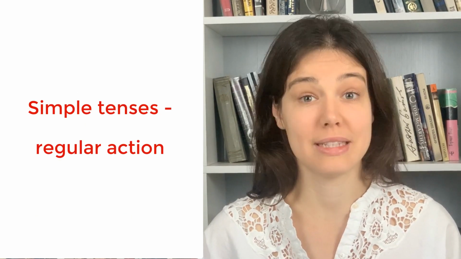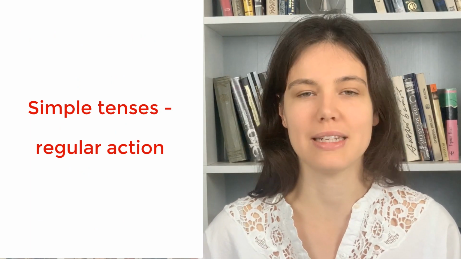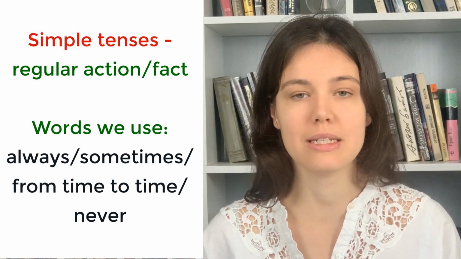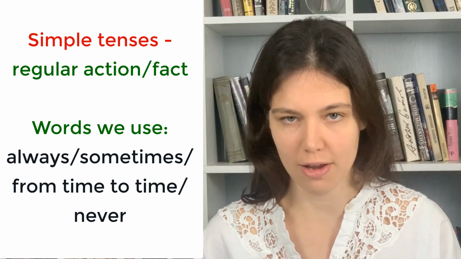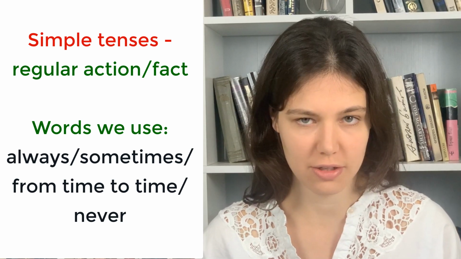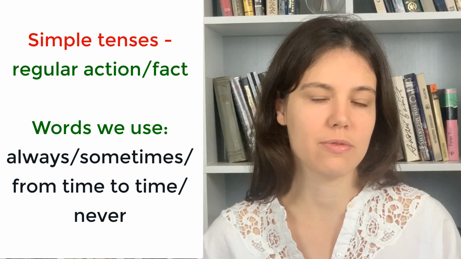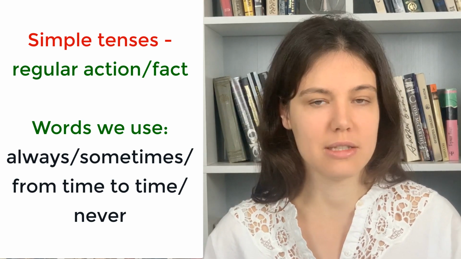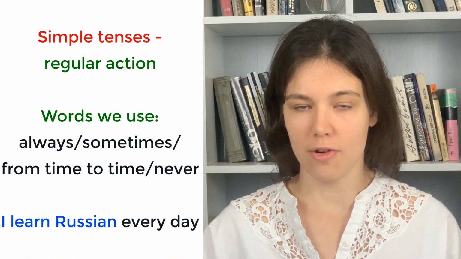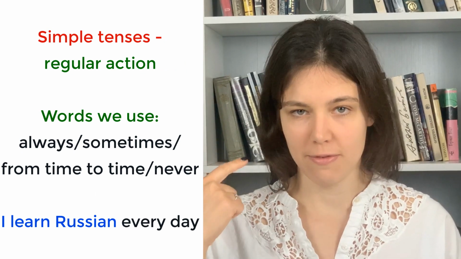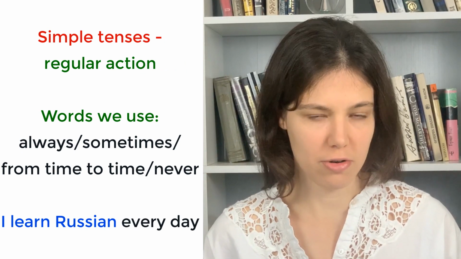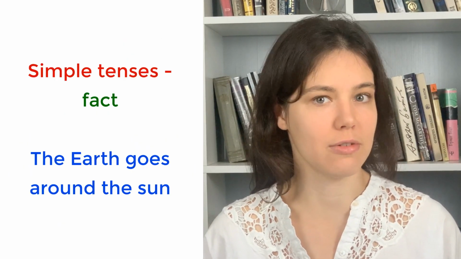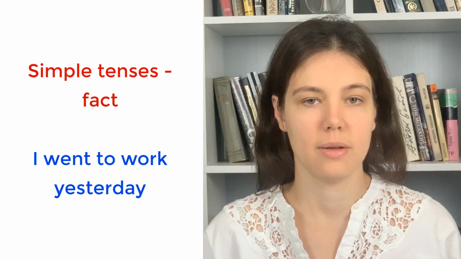So let's start with simple tenses: present, past, and future. What does simple mean here? It means that something happened regularly. It's a regular action. Always, sometimes, from time to time, never. Or it means just some fact. So, regularity and fact. I learn Russian every day. The earth goes around the sun. It's a fact. Past simple.